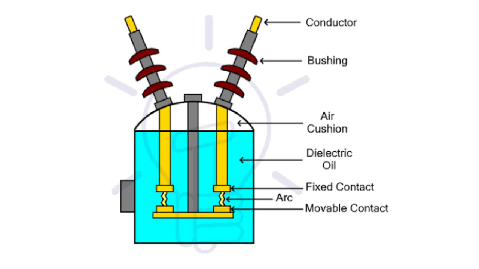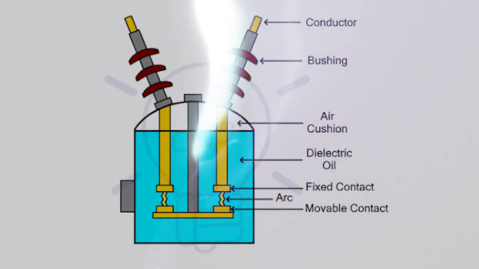Bulk oil circuit breakers have been widely used in electrical power systems for many years, and they offer several advantages that make them a popular choice for many applications. Some of the key benefits include: 1.